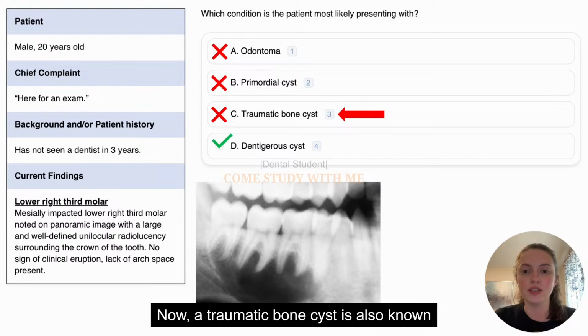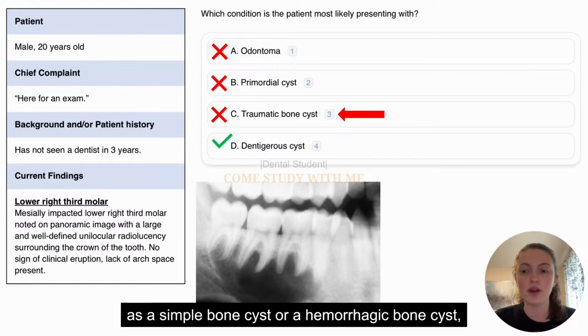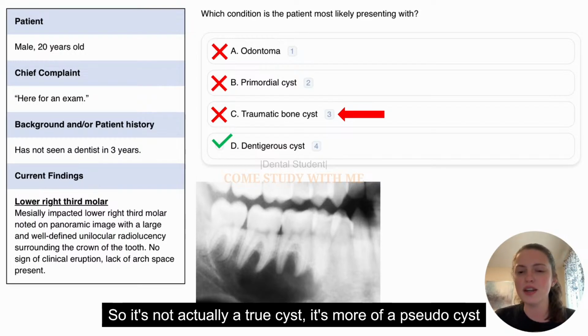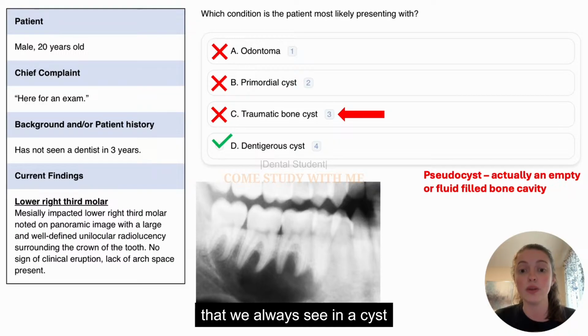Now a traumatic bone cyst is also known as a simple bone cyst or a hemorrhagic bone cyst, and it's actually an empty or fluid-filled bone cavity. So it's not actually a true cyst, it's more of a pseudocyst because it lacks that epithelial lining that we always see in a cyst and would see in a dentigerous cyst.